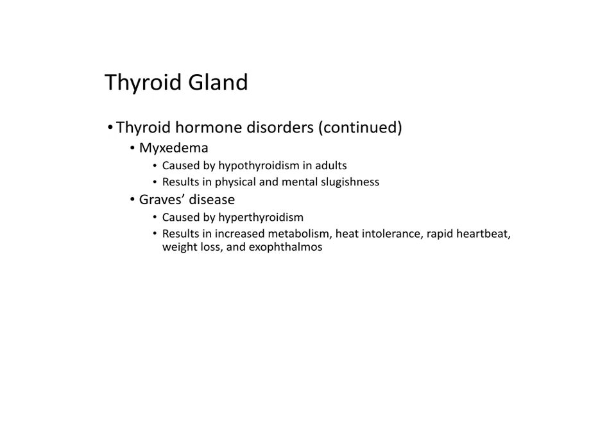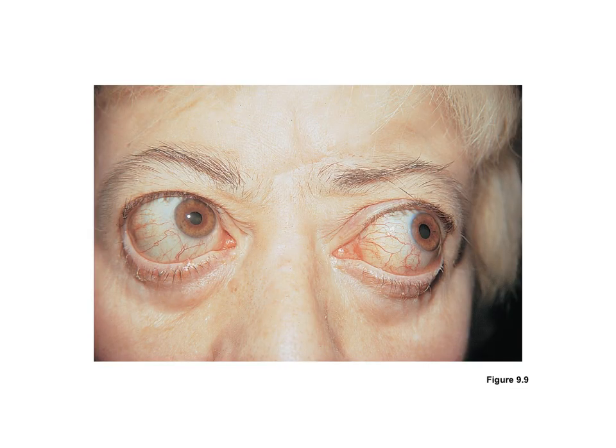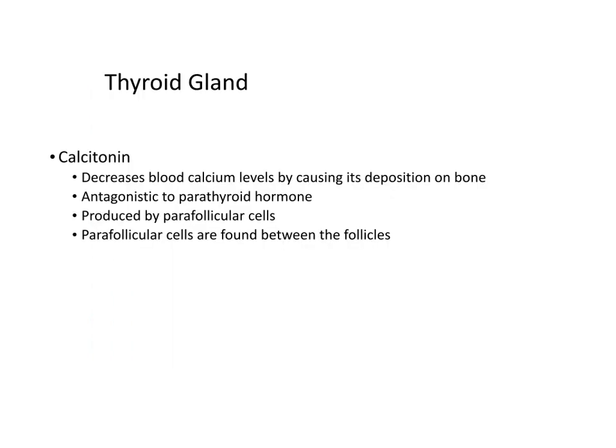And then hyperthyroidism can cause something called Graves' disease, and it results in an increased metabolism, heat intolerance, a rapid heartbeat, weight loss, and exophthalmos. One of the symptoms of Graves' disease is unusual eyes, and so you can see they kind of look like they're bulging, and so that's a pretty typical symptom that Graves' disease is occurring.